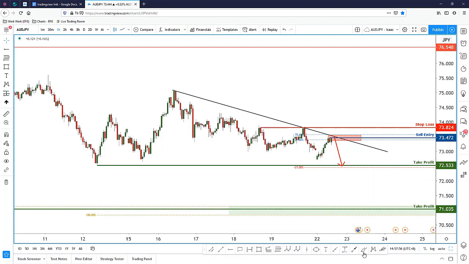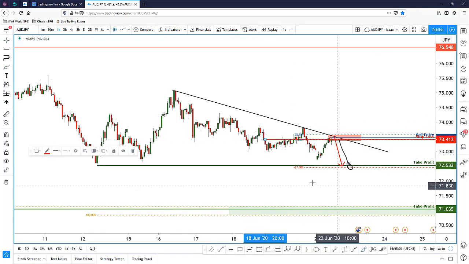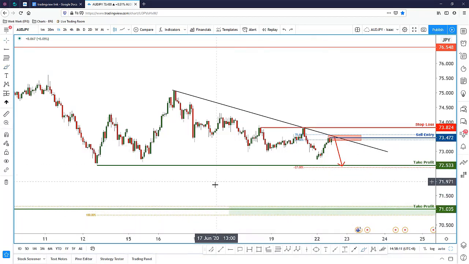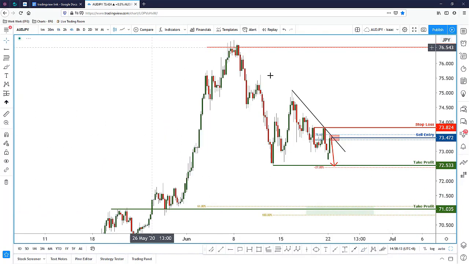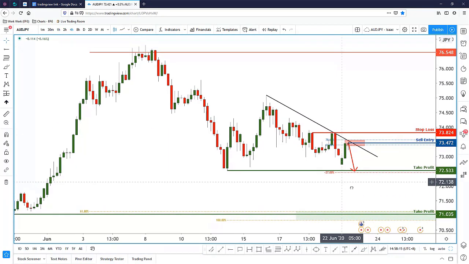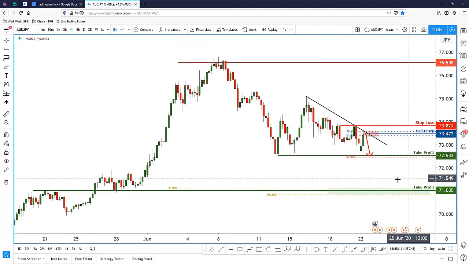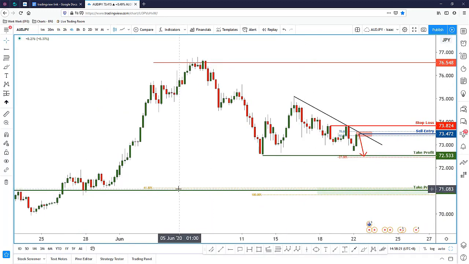All right, so how I'll play this is I'll short at the sell entry. When price reaches down here, I'll take partial, move my stop loss to break even to protect my position, and then let the remaining position ride all the way to the take profit. That is how I would play this. All right, so I'll just zoom back out to the 4 hours to make it easier to see. Right, something like this. This is essentially how the idea will look.